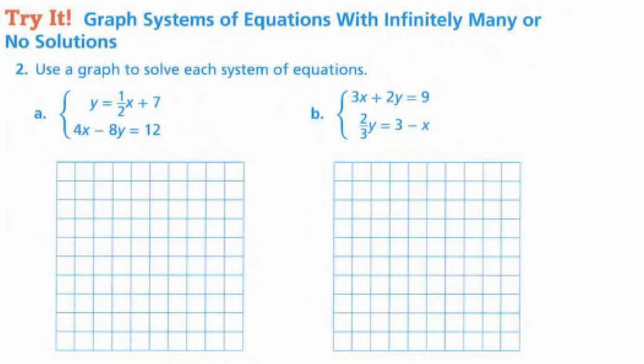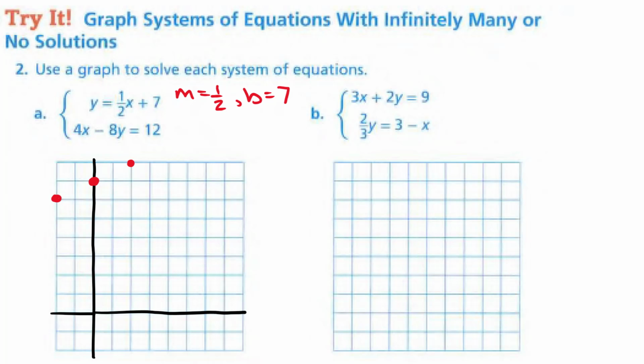So let's try this. We want to graph the systems of equations with infinitely many or no solutions. Part A. So for part A, our first line will have a slope of 1/2 and an intercept at 7. So we start with our intercept, plot your intercept at 7, and then we're going to go up 1 over 2. Oh, we ran out of room. How about we go down 1 over 2? There we go. So this will be our first line.